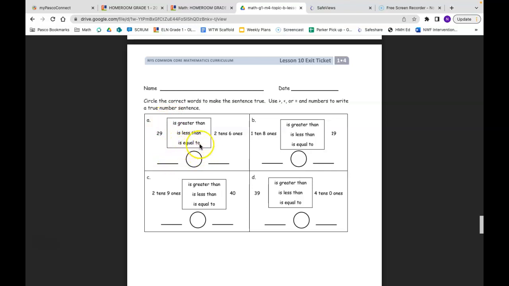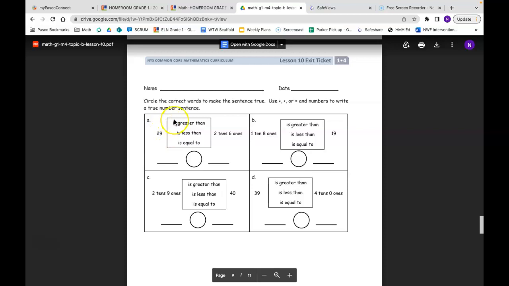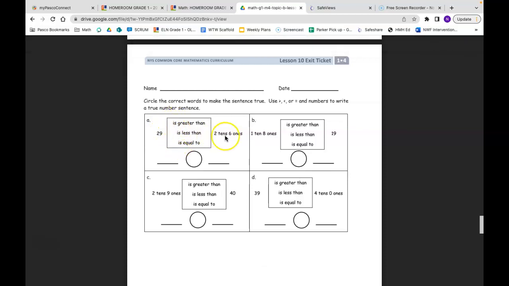And first, you're going to circle which words make sense when you are reading this across like this, okay? So for example, it says 29, and you're gonna pick one of these statements to compare it to this number over here, okay? Well, first of all, what number does 2 tens and 6 ones equal? Okay, you can write that number right here so you can have the visual. And then you're gonna look at the two numbers to compare them, okay? Remember, you look at the tens first. If the tens numbers are the same, then you've got to look at that ones place, okay?